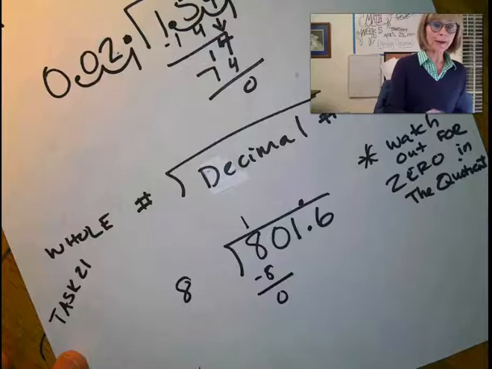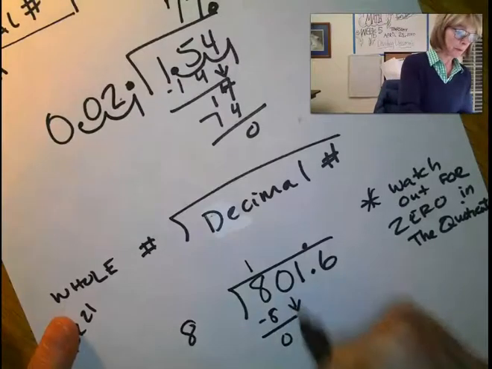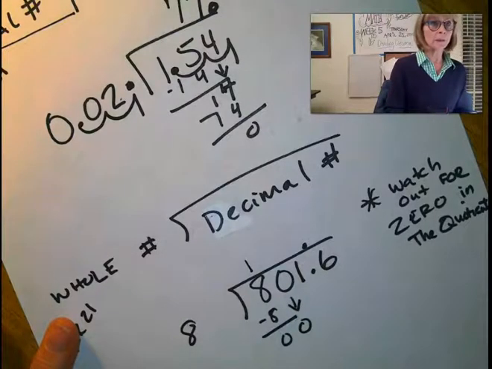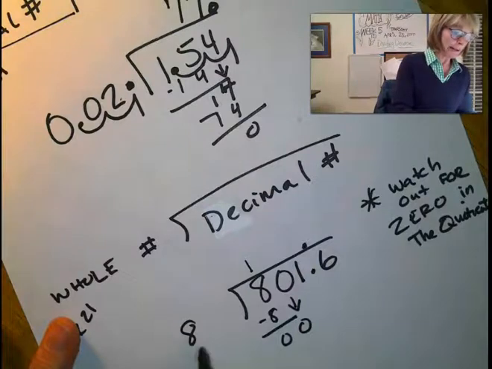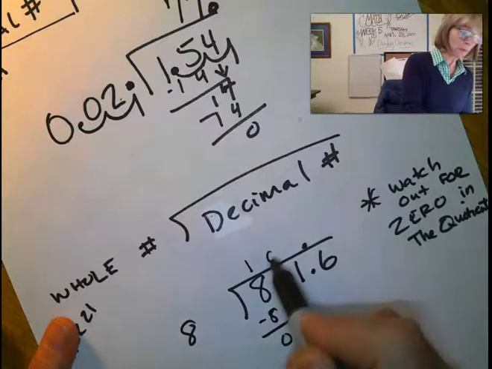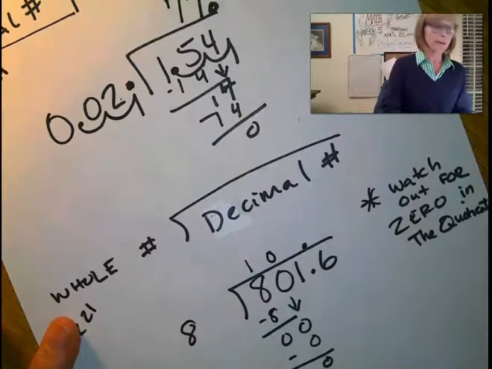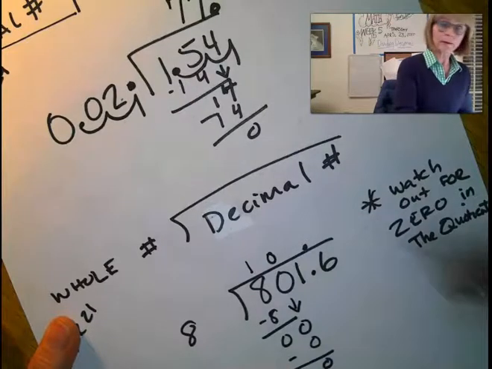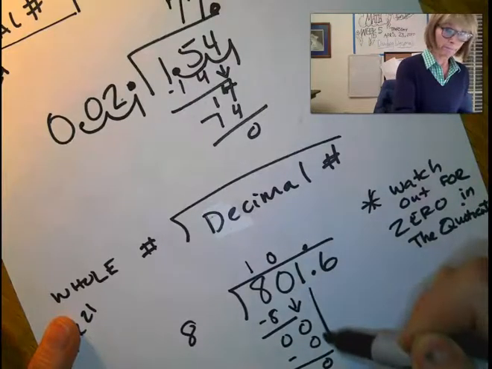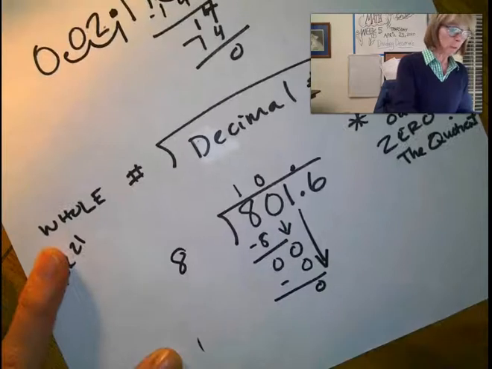Now I bring down my next digit. My next digit is a 0, but I still have to say, okay, 8 goes into that 0 times. 0 times 8 is 0, and I subtract and I have 0. Now I'm going to bring down my next digit. My next digit is a 1.